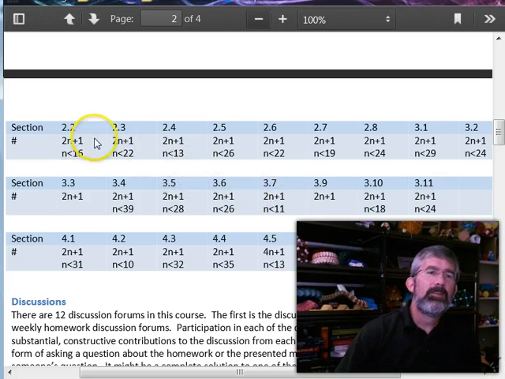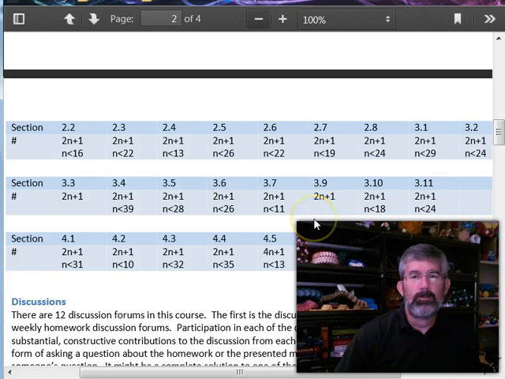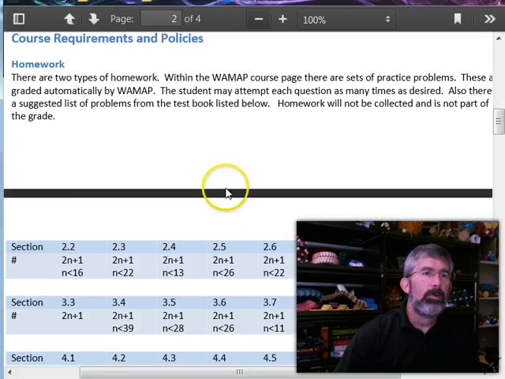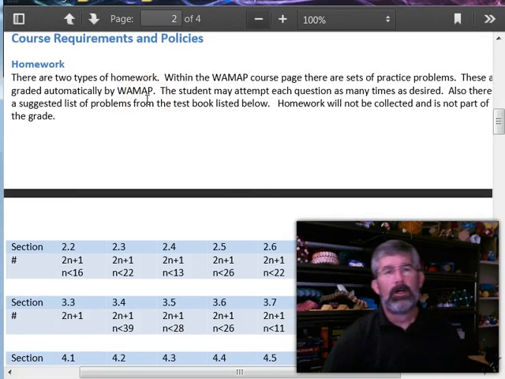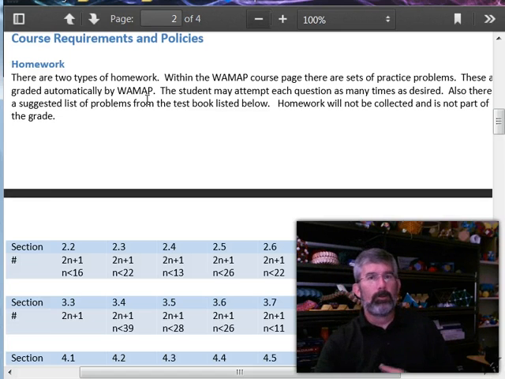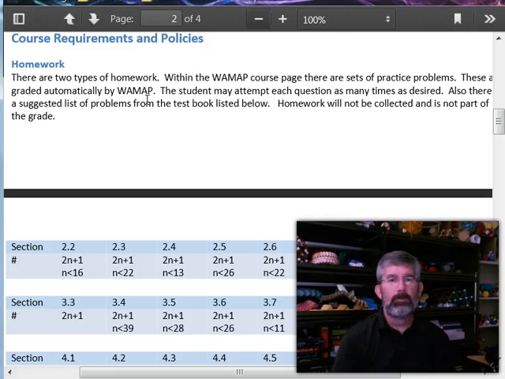So anyway, each section in the book has a bunch of problems that I think you should try. Also, within the WAMAP page here, as you work through the content, you'll find problem sets, and you can do those. Those give you instant feedback, right or wrong. Actually, on these down here, you can get kind of instant feedback because you just look in the back of the book. All the answers to the odds are in the back, so you can tell whether you're right or wrong. So anyway, homework is not part of your grade.